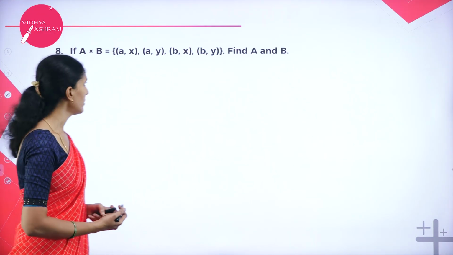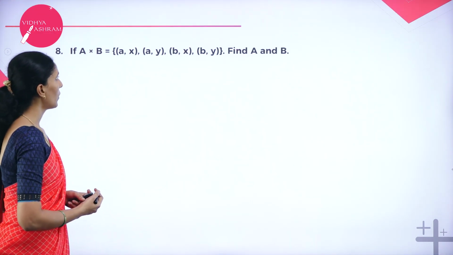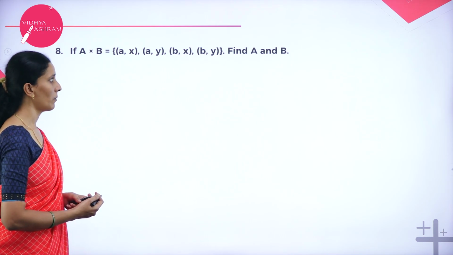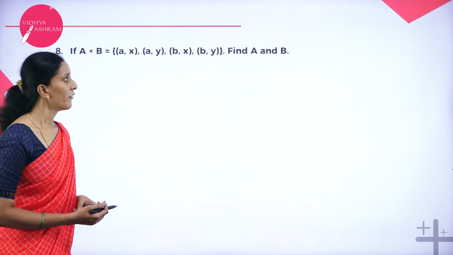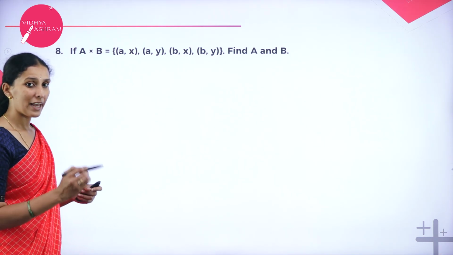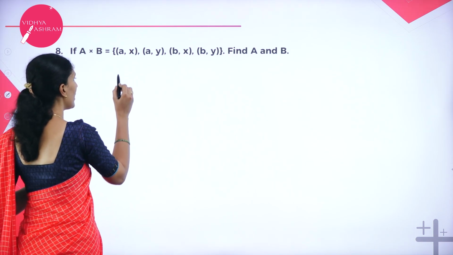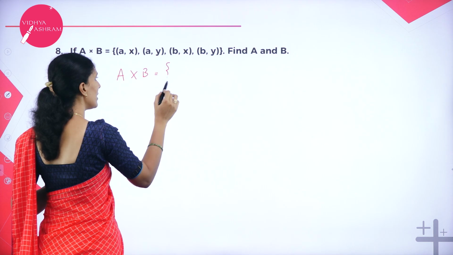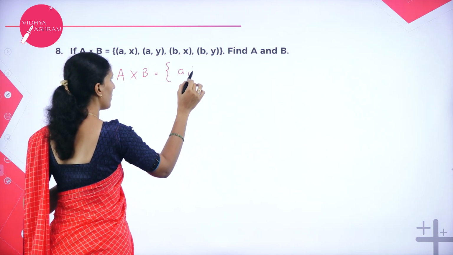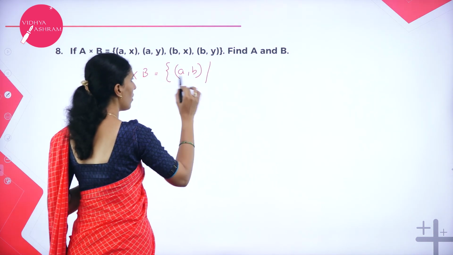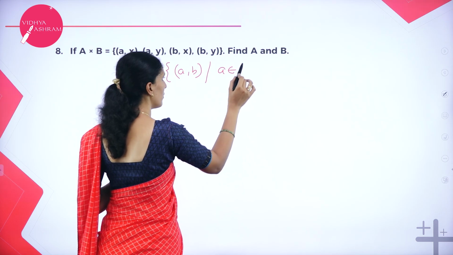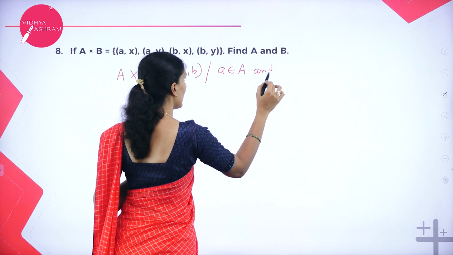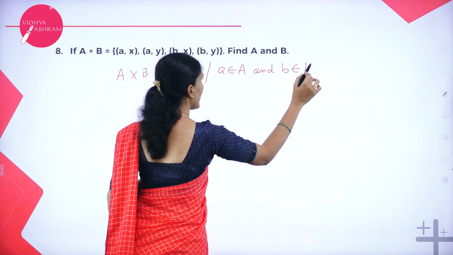Now here is a question. If A cross B is equal to {(a, x), (a, y), (b, x), (b, y)}, find A and B. What is the definition of Cartesian product? If A cross B is the Cartesian product, then it is written in the form (a, b), where the first element belongs to the first set and the second element belongs to the second set.